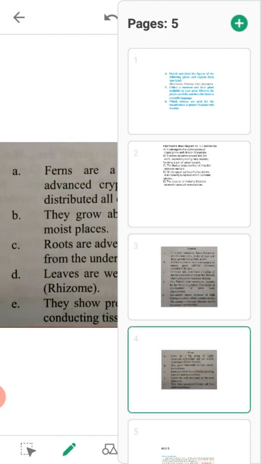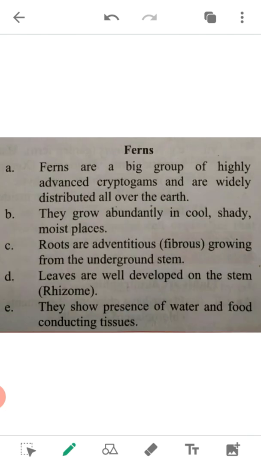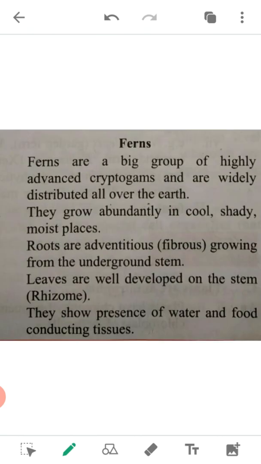The next question, Fern. First point: draw the diagram of the fern. It is on page number 77, diagram number 6.3, Fern. Plant of the Pteridophyta division.